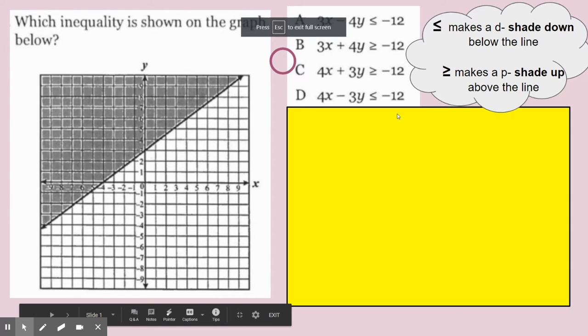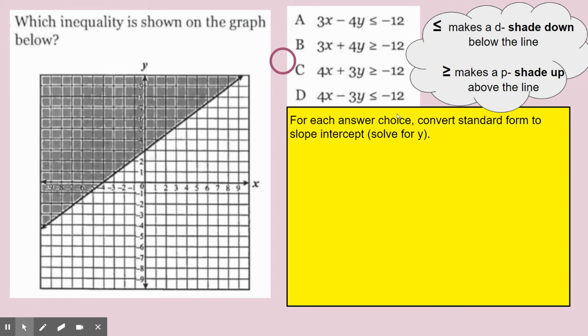Okay, the problem says, which inequality is shown on the graph below? For this problem, here's my recommendation. For each answer choice, convert standard form to slope-intercept form, y equals mx plus b, which basically means you're going to solve for y.